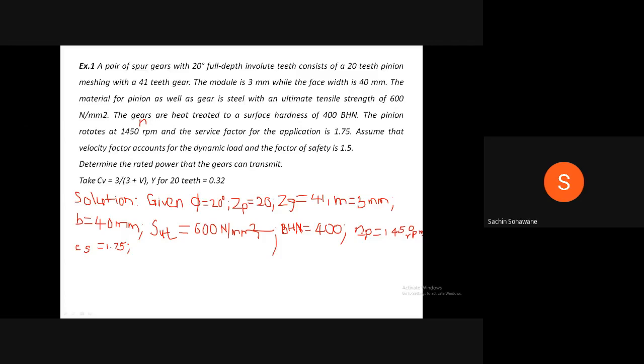Then they have given us that assume that velocity factor accounts for the dynamic load. What is the meaning of this statement? While solving the problem, I will tell. And the factor of safety is 1.5. Therefore, factor of safety Fs is equal to 1.5. And they have given us that Cv is equal to 3 divided by 3 plus V, and they have given that Y for 20 teeth is equal to 0.32. Therefore, Y, that is Lewis form factor, they have given as 0.32. Therefore, this is the given data.